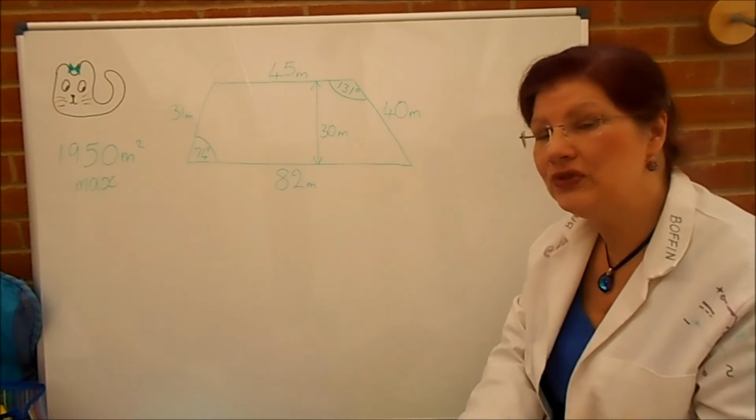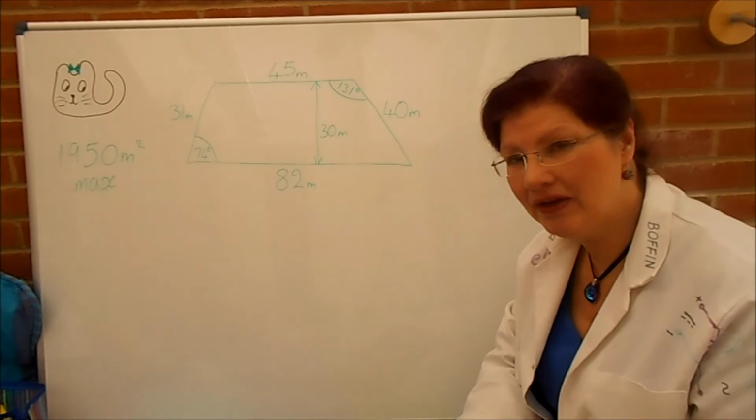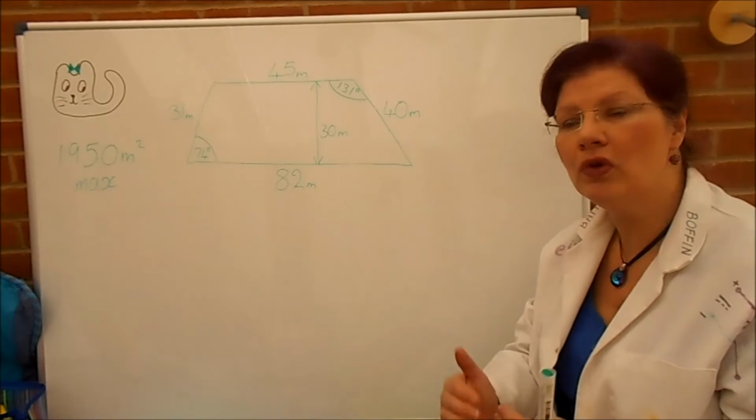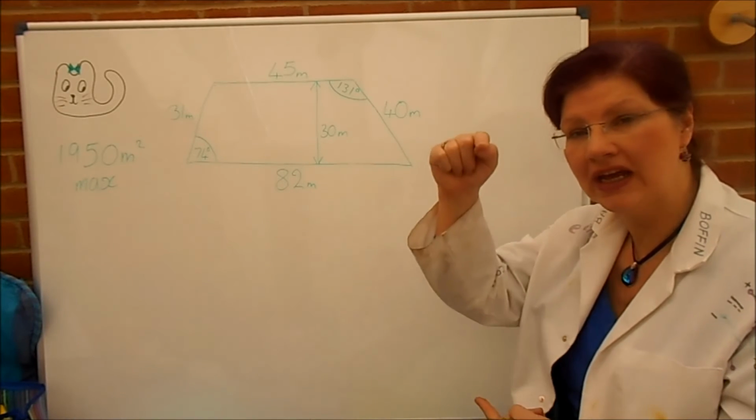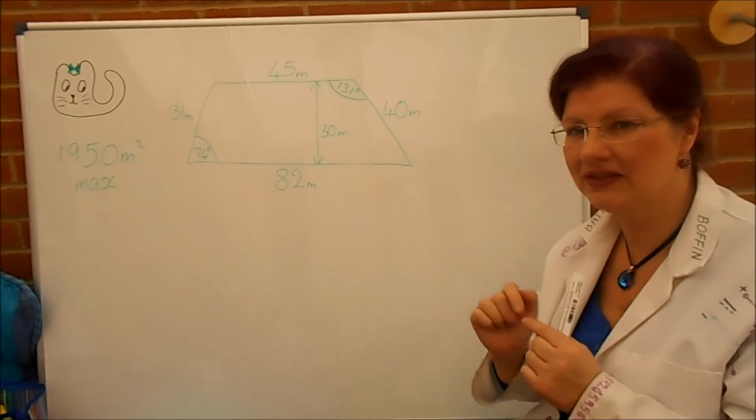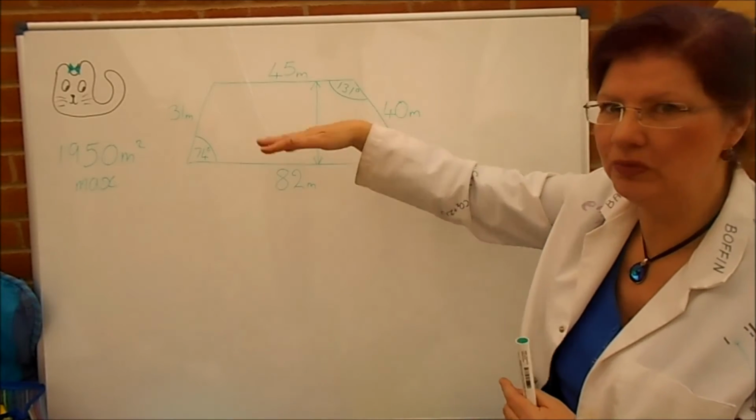Now, the first thing, of course, you're going to need to know here is how to work out the area of a trapezium. Hopefully, again, you know that. A lot of quadrilaterals, it's base times height. For a trapezium, it's very similar, but it's average base times height, because obviously we've got two bases on here.